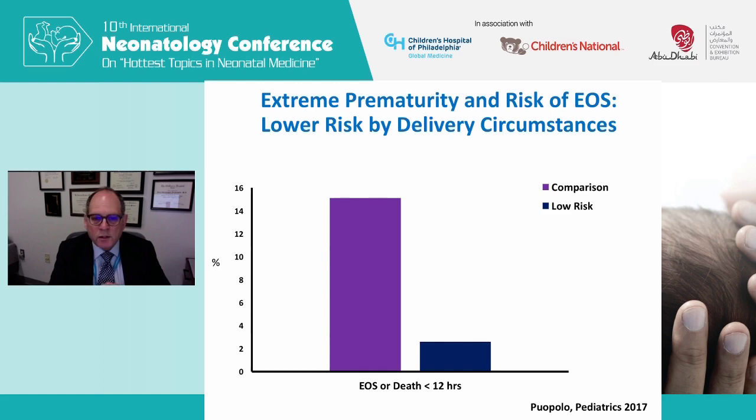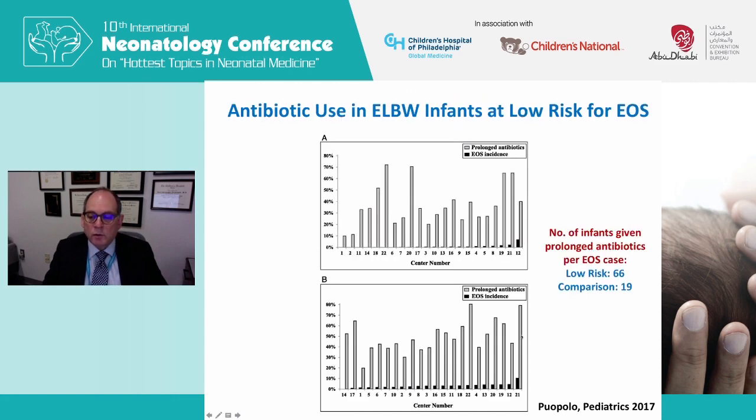And she and her colleagues asked the question, if we did take those babies who were delivered by cesarean section, intact membranes, no sign of chorioamnionitis, what was their actual risk of infection? And these are babies who were delivered under different circumstances, rupture of membranes, vaginal delivery, et cetera. And you can see that there's a very significant difference between the incidence of early onset sepsis or death at less than 12 hours in the comparison group versus this group that's defined by the delivery circumstances. So the risk of infection is about 2% here and up to 15% in this other group.